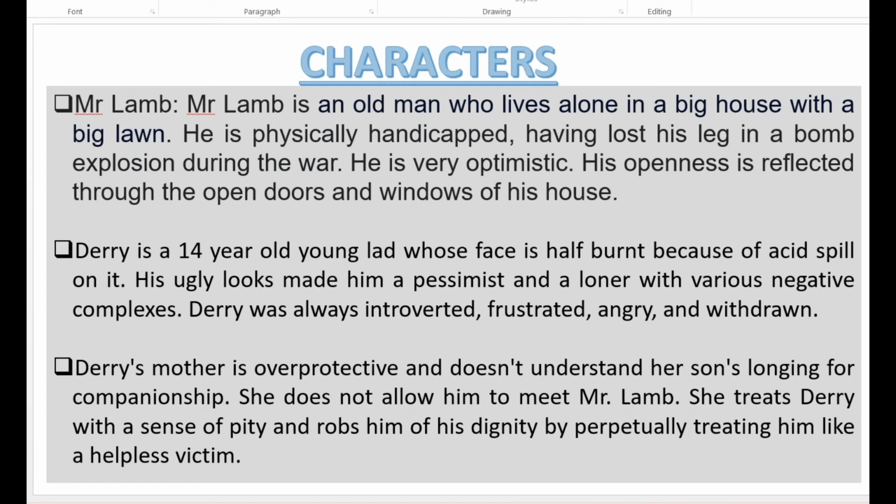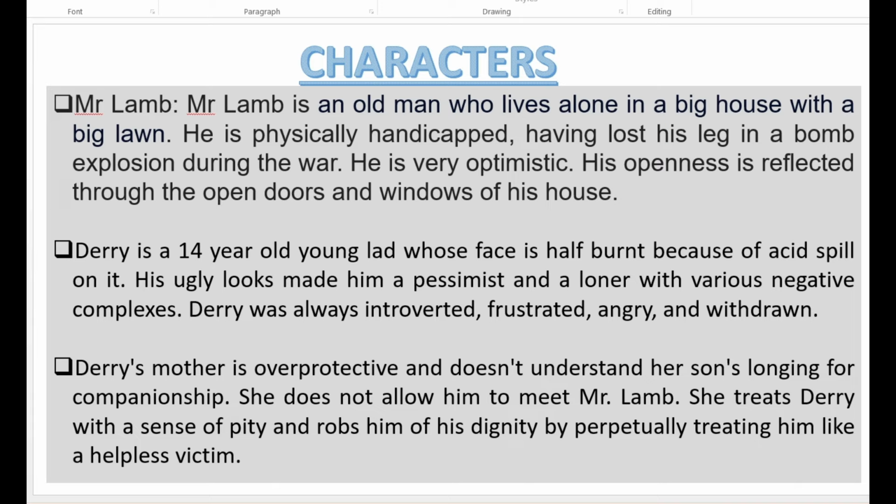This play is a one act play, wherein we can see only three characters. So let us understand who the characters are. First character is Mr. Lamb. Mr. Lamb is an old man who lives alone in a big house with a big lawn. Lawn means open space in front of the house.